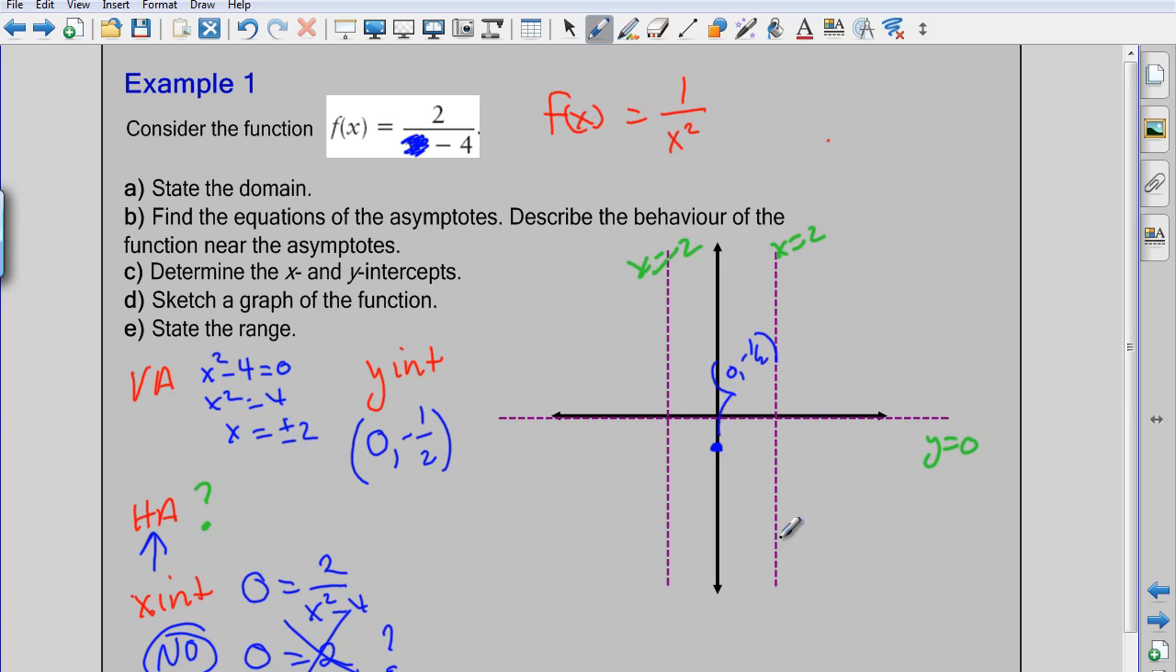So now we have to go back to our end behavior. And so I'm going to ask the same question we've asked all along: what happens as x approaches negative infinity?